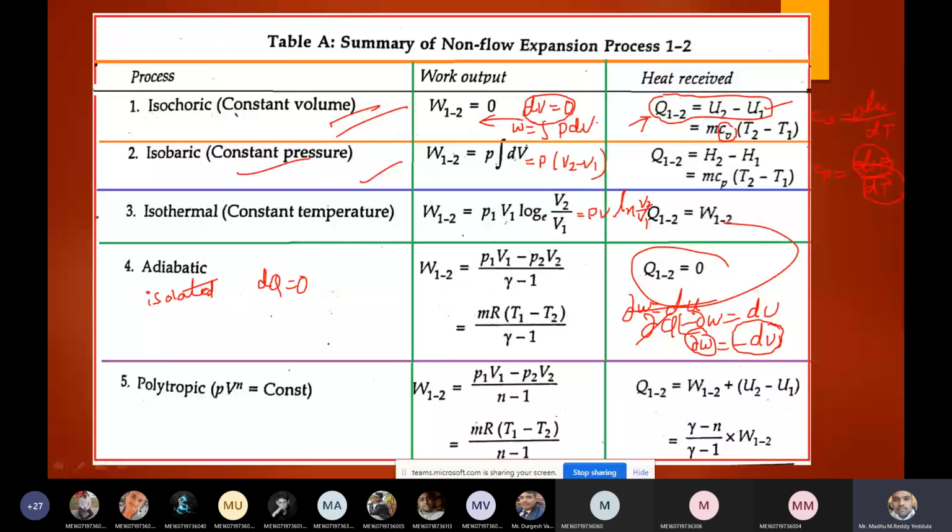In the same way, we discussed the polytropic process, where work done is P1 V1 minus P2 V2 by n minus 1. Same as the adiabatic process, only the index changes. Here gamma is replaced by n and you will get the work done. Then we discussed heat also, which is gamma minus n by gamma minus 1 into work done, where W12 is P1 V1 minus P2 V2 by n minus 1. So these things are already discussed, right?